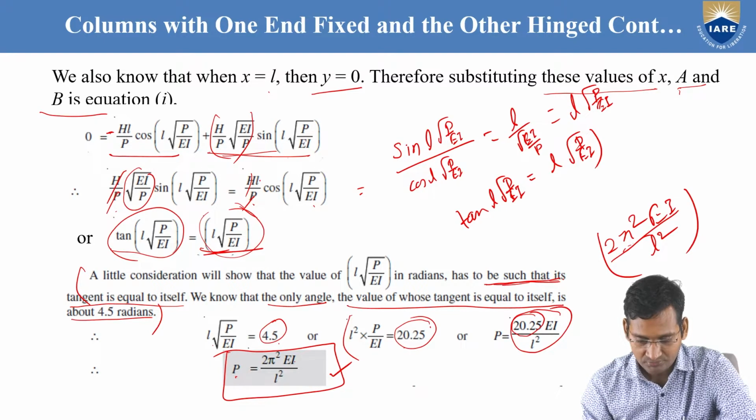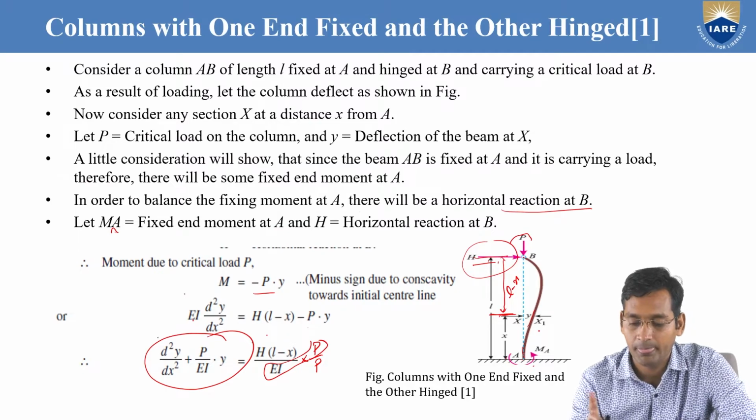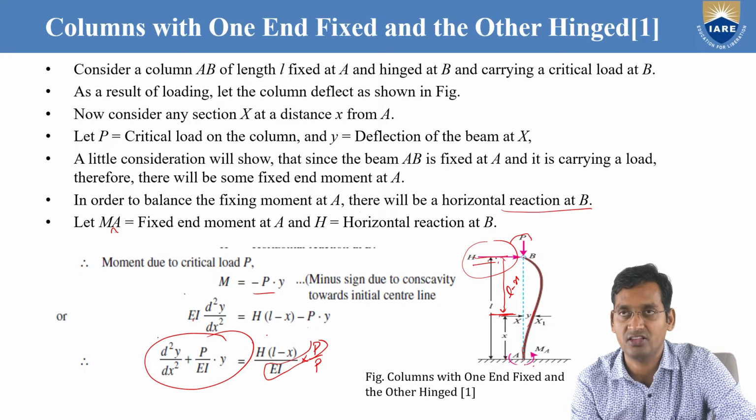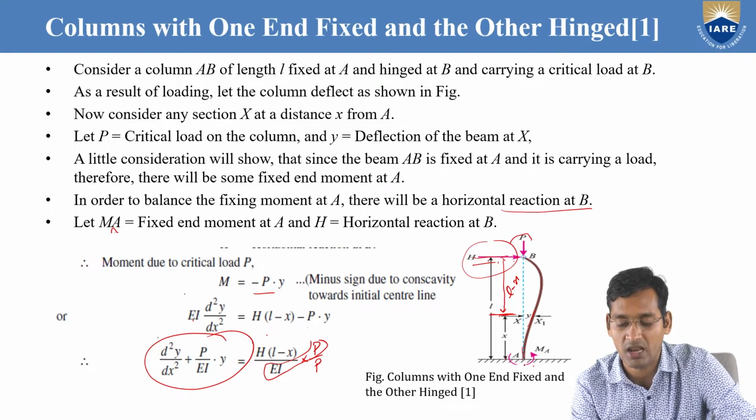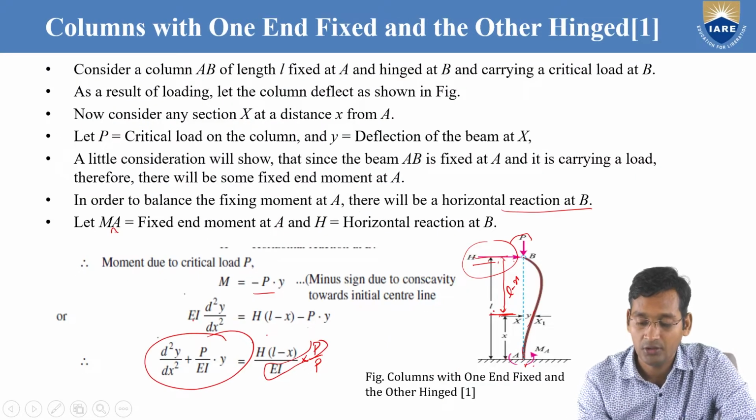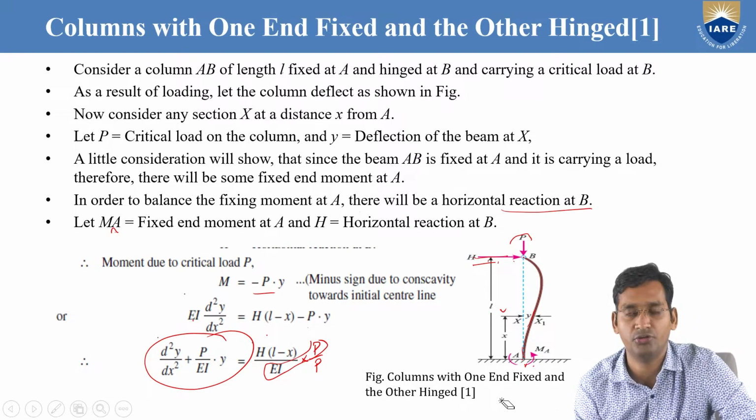Okay, clear? Let's see. Once again I am recalling. Here one end is fixed, another one is hinged. So at fixed end, fixed moment will be there, that is MA. Because of this one, just to balance this fixed moment, another horizontal reaction will be there, that is H. So now what we have to do? We have to find what? The moment. Then only we can put it into the equation.